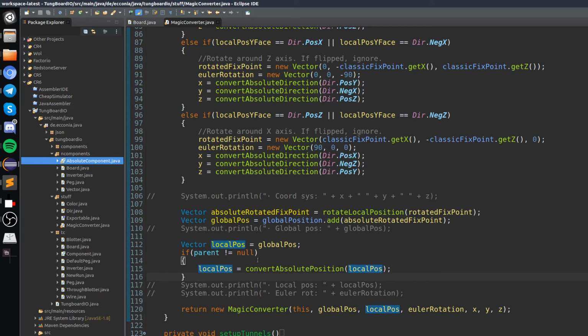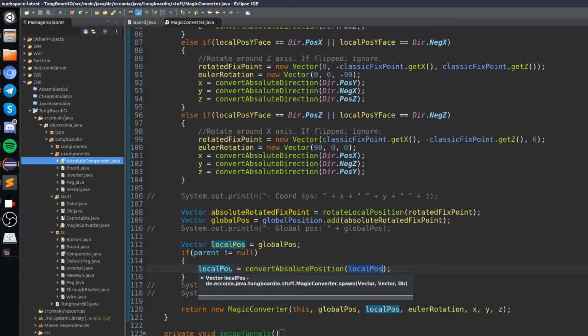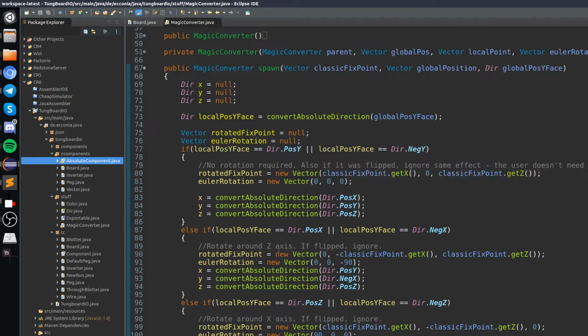If parent is not 0, it doesn't really matter. But right, it's if I'm not the first board. If I'm the very first board, I don't need to do this. Never mind that case. Anyway, what I do is I take the global position and I convert it to the local position. Means the location of this coordinate system in the parent's coordinate system.